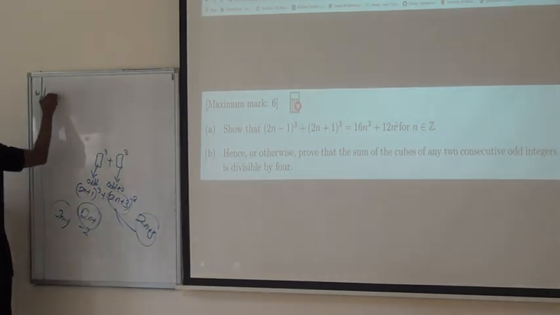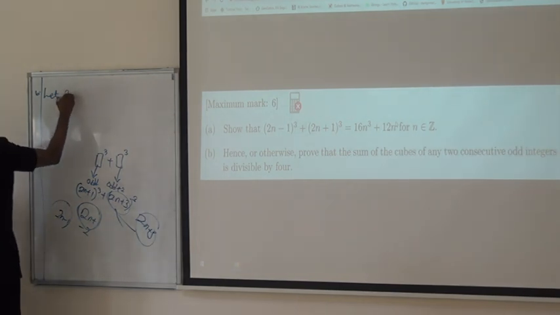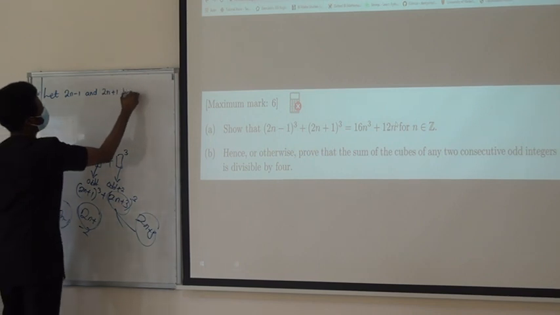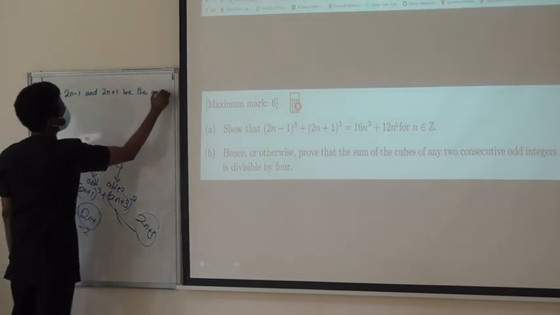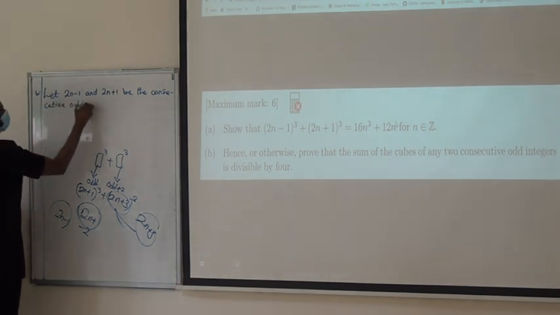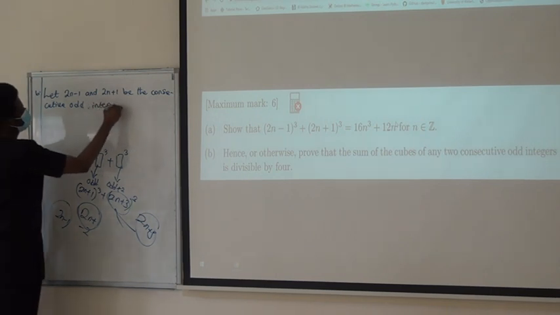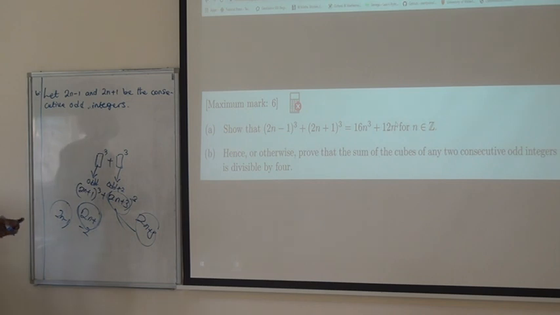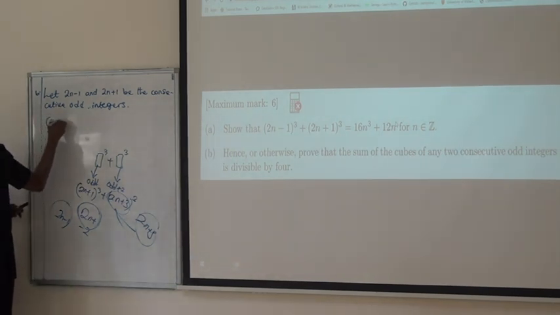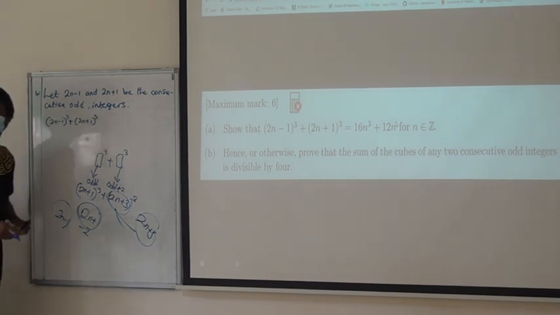So the first thing you say would be, let 2n minus 1 and 2n plus 1 be the consecutive odd numbers or odd integers. Okay, odd integers. So you want to prove that the sum of their cube is divisible by 4. So now you want to prove that 2n minus 1 cubed plus 2n plus 1 cubed is divisible by 4.